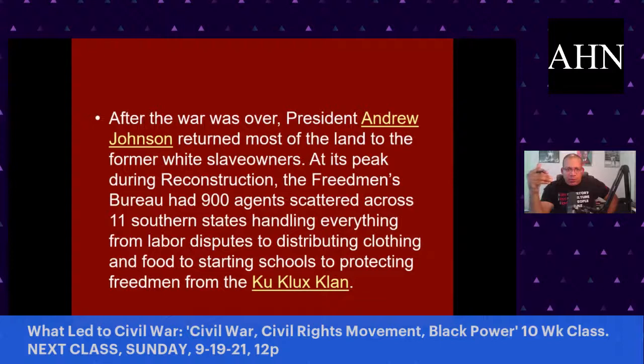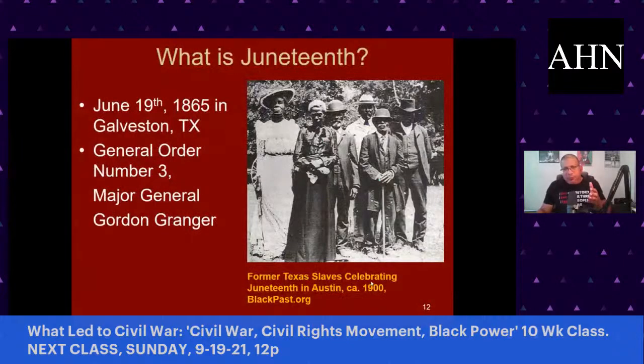At its peak during Reconstruction, the Freedmen's Bureau had 900 agents scattered across 11 southern states, handling everything from labor disputes to distributing clothing and food to starting schools to protecting freedmen from the Ku Klux Klan. And we're going to see the Freedmen's Bank also, and then we're going to see the Freedmen's Bank collapse in 1874. There was poor management. Frederick Douglass is eventually put in charge of the Freedmen's Bank. He invests thousands of dollars into the Freedmen's Bank to prop it up.